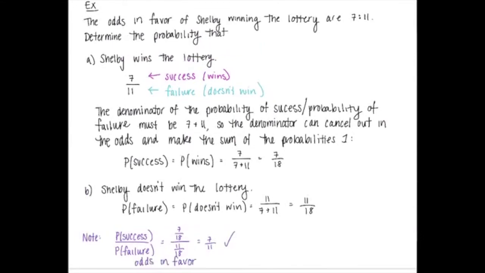The other thing you can notice is she's got to do one of two things. She's got to be successful or she's got to fail. So if I go ahead and add up the probability of her being successful, plus the probability of her failing, it's 7 over 18 plus 11 over 18, which is 18 over 18. She has a 100% chance of doing one of these two things, which is what better happen.